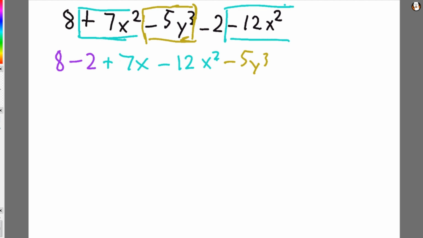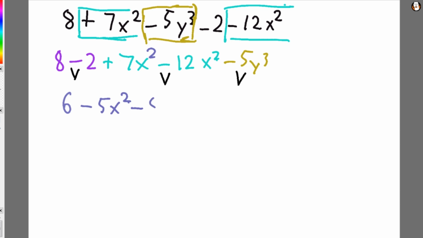All right. So I'm going to pick a new color. This is light violet color. That's fine. All right. 8 minus 2 is 6. And let me draw my arrows here. And alright, and now we have 7x minus 12, which is negative 5x. Ooh, I forgot to write the squared here. Ooh, and squared. Can't leave that out.